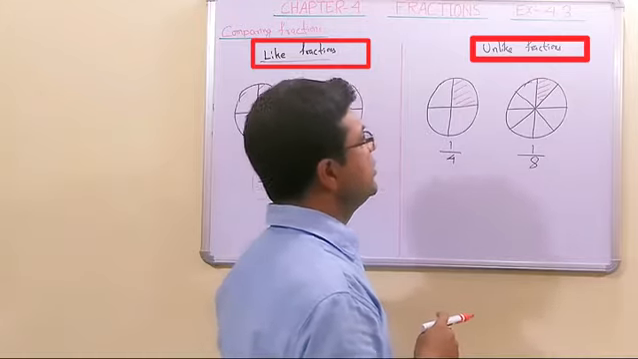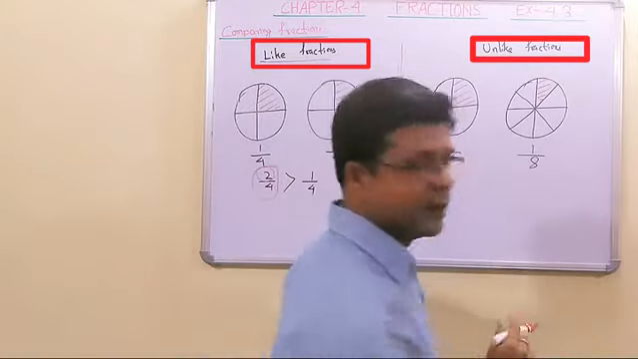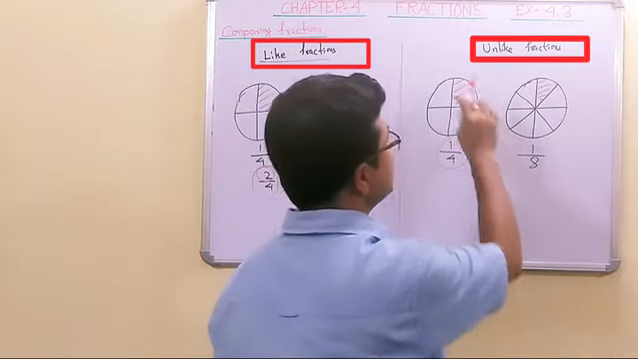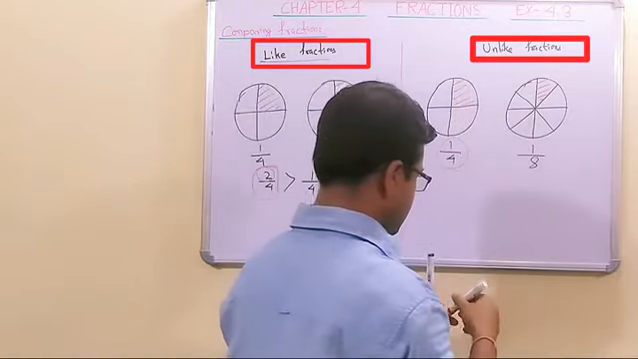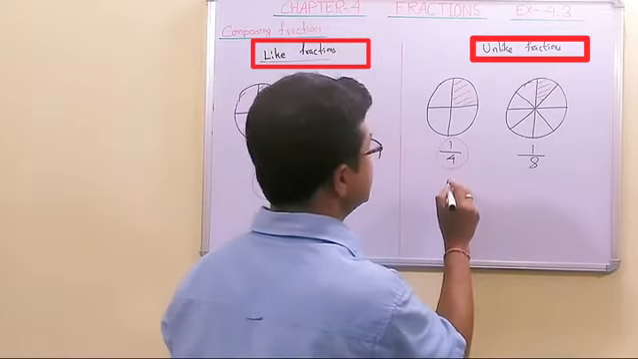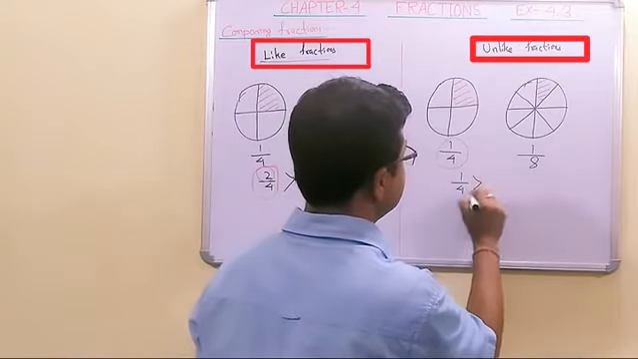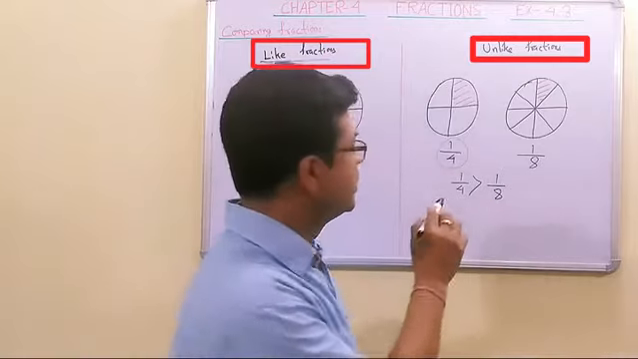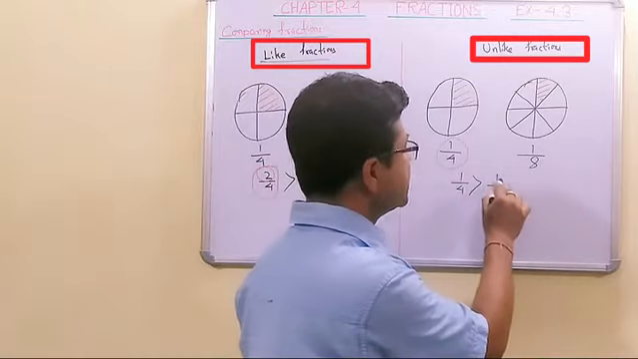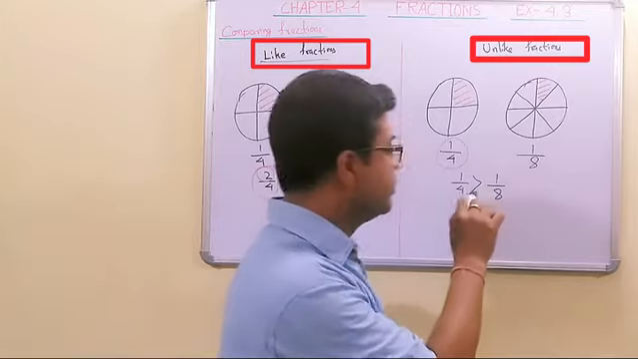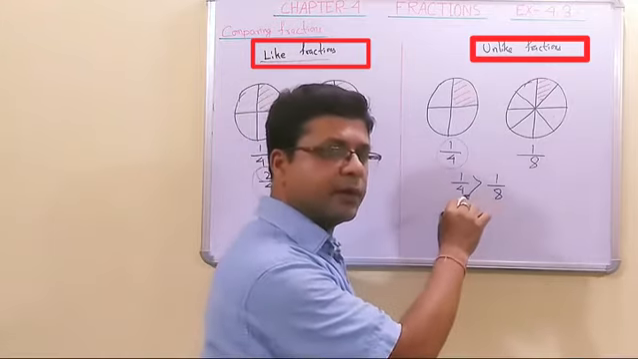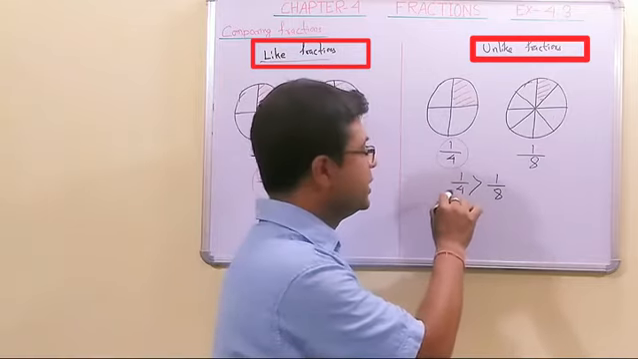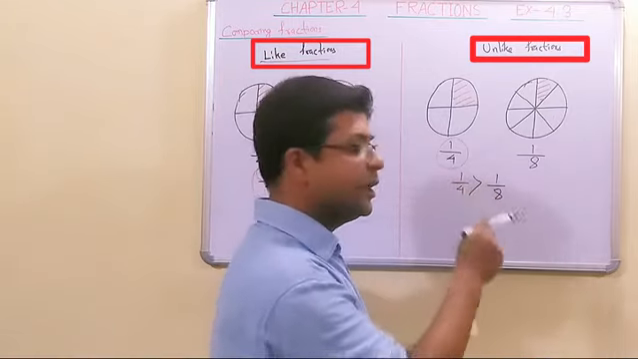Now students, can you tell me which fraction is bigger? Clearly you can say that this fraction is bigger, because the bigger part is shaded. So here we can write 1 by 4 is greater than 1 by 8. This is the case where the numerators are equal. So how will we compare? We will see the value of the denominator. Smaller the value of the denominator, greater is the value of the fraction.